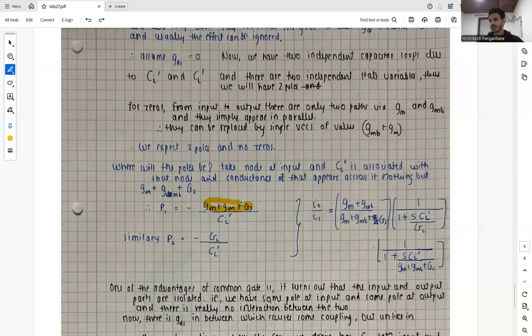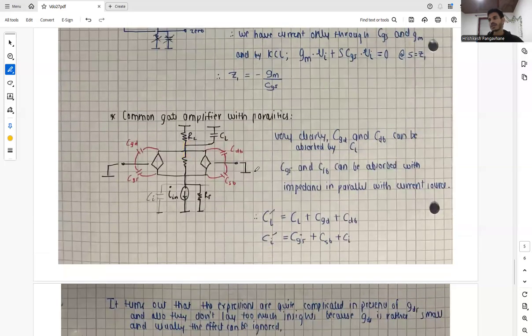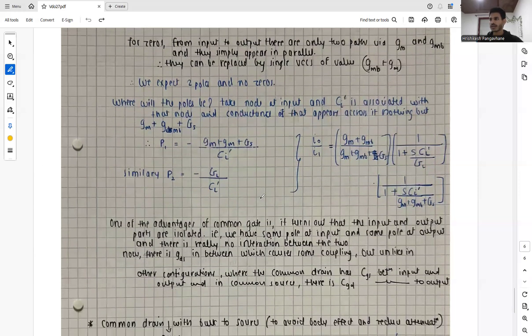So basically those are nothing but GM plus GMB plus GS, which is the conductance associated with node 1, and similarly the conductance associated with node 2 is GL, and the capacitance associated with node 1 is CI prime, and that for P2 is CL prime. So that's how we get our poles P1 and P2, and we can write our transfer function I naught by I input, which is basically our DC gain, which we derived with DC input, and then comes our first pole and second pole. One of the advantages of common gate is that the input and output parts are isolated. For example, we have some pole at input and some pole at output, and there is really no interaction between these two poles.